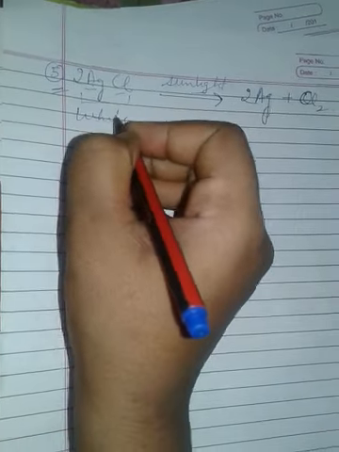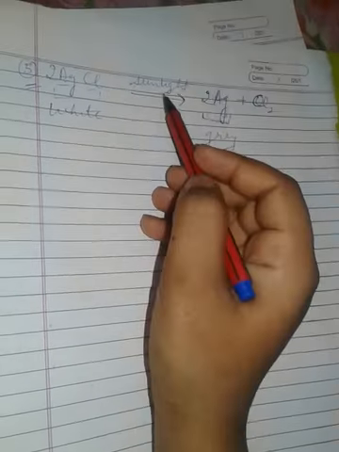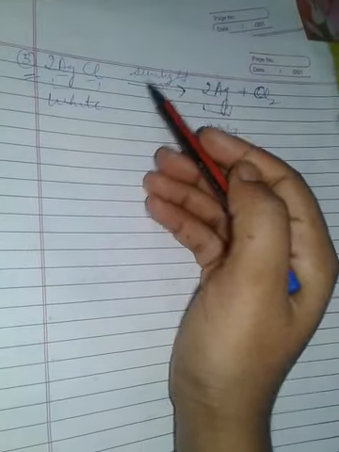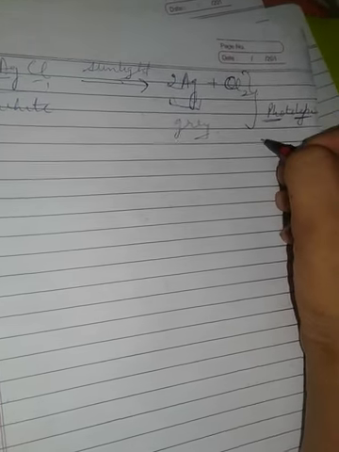This silver chloride is of white color, and you know the silver metal is of gray color. This is an example where decomposition is brought about by using sunlight. So this decomposition is known as photolytic decomposition. Lytic means breakage, photo means using light.